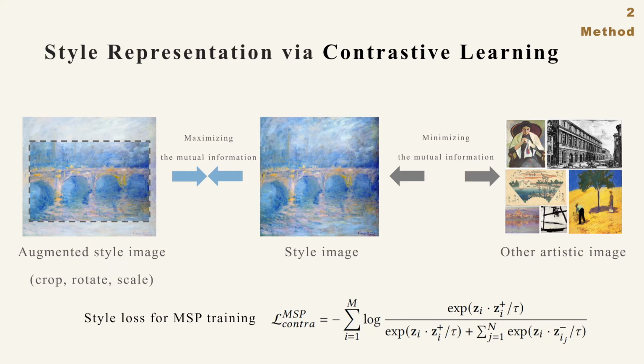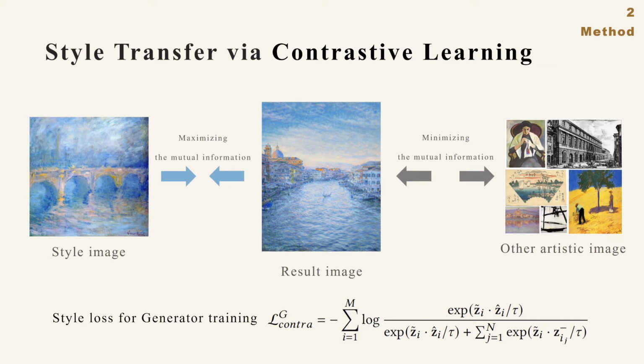After training, the multi-layer style projector can encode an artistic image into a set of latent style codes. Meanwhile, the style representation provides proper guidance for the style transfer process. By maximizing the mutual information between the positive samples, which are style codes of the generated image and the style image, and minimizing the mutual information between negative samples, the generator is enabled to transfer styles between images. The contrastive loss function to train the generator is defined as follows.